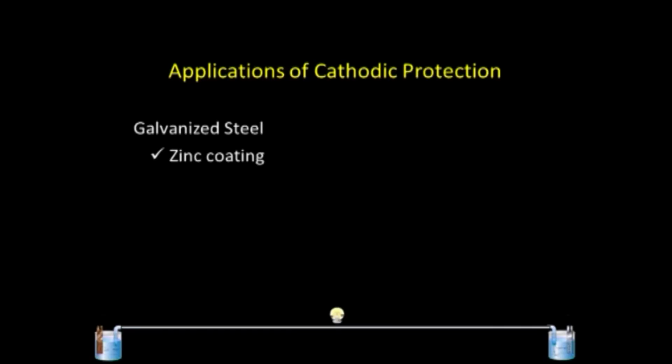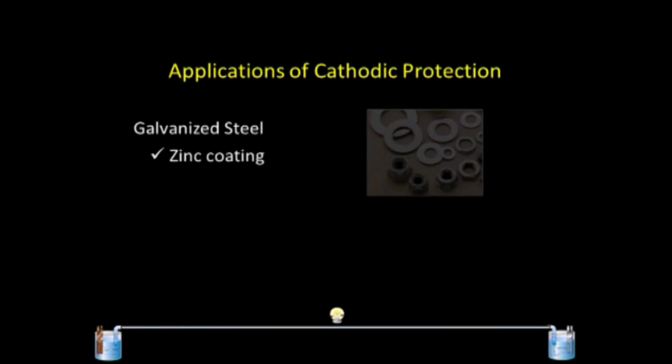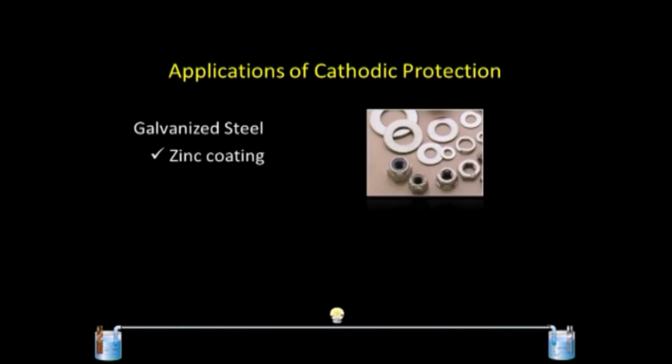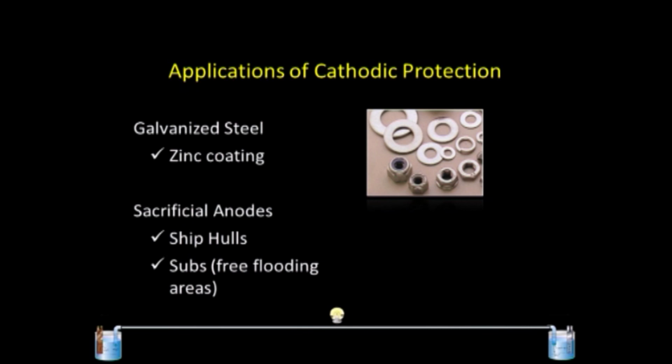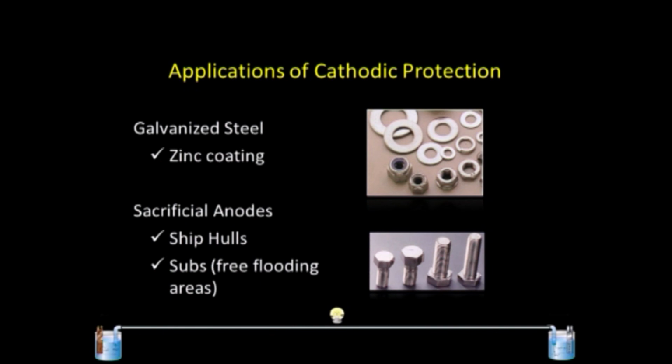Let us now come to applications of cathodic protection. Galvanized steel which is coated with zinc. This type of screws, nuts you can see in the market where zinc is coated. Sacrificial anodes, ship hulls which we already discussed, and subs, that is submarines, free flooding areas. These are some nuts which are coated with zinc.